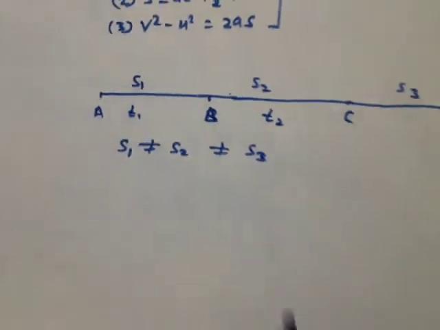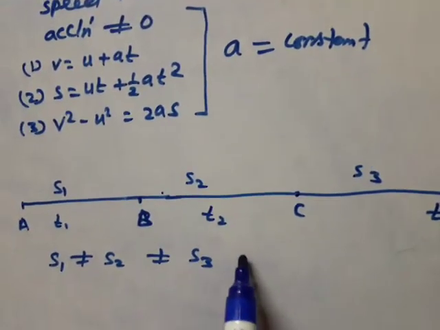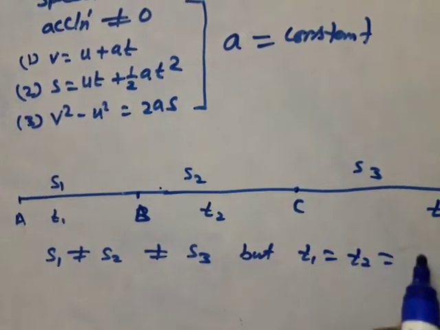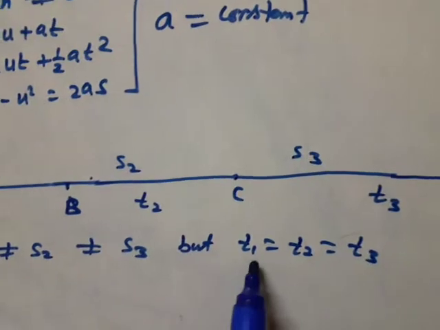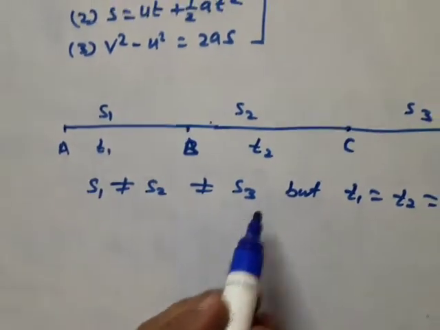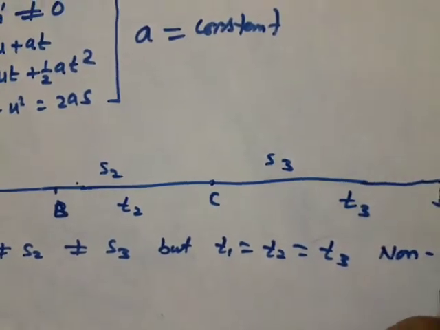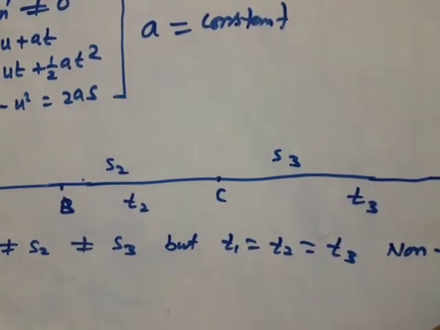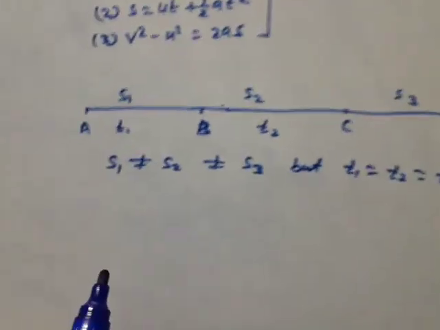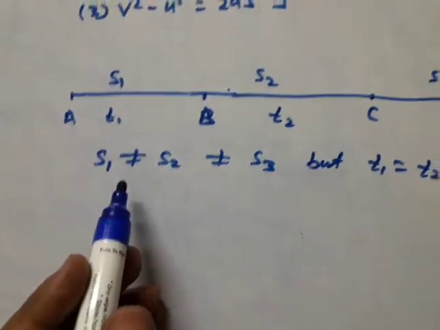Since the time interval t1 is equal to t2 is equal to t3, here the time interval is the same, but displacement is not the same. This is an example of non-uniform motion. So here motion is not uniform.